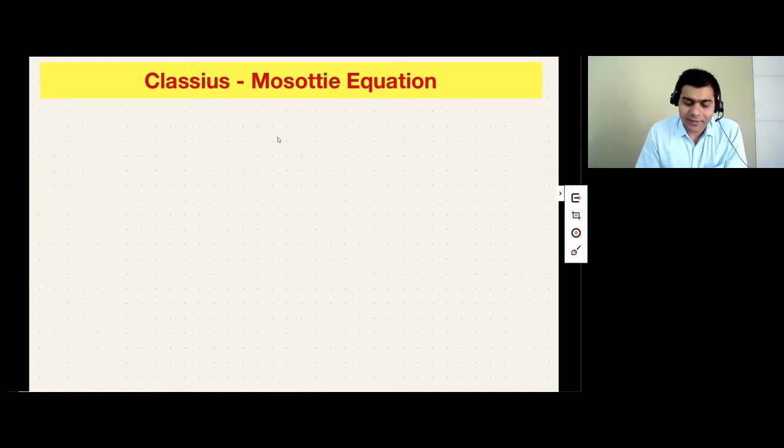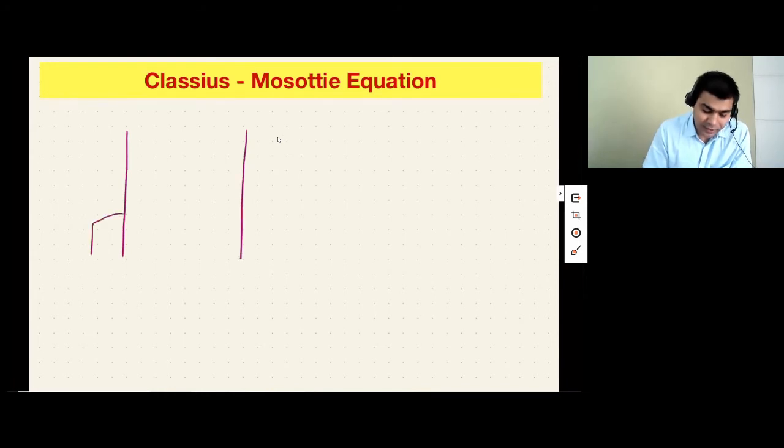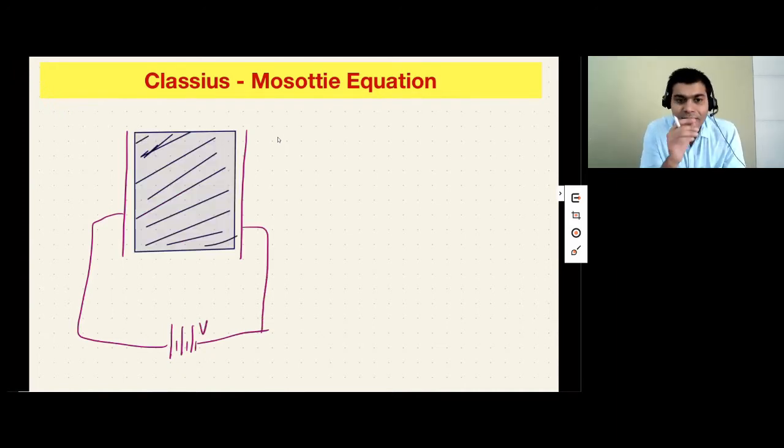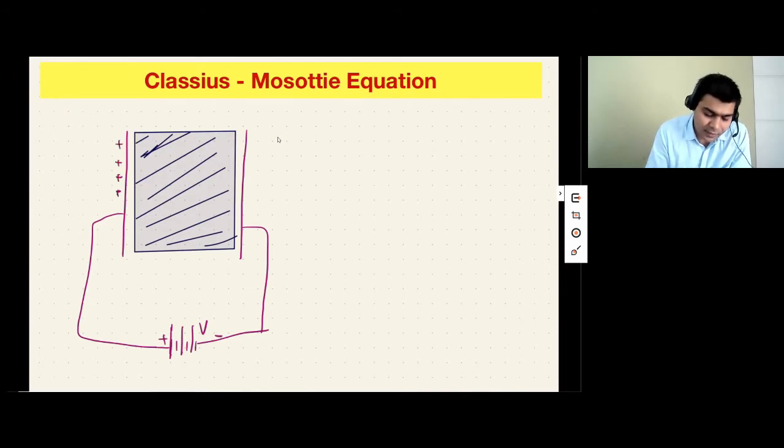Suppose we have a dielectric material placed between the two parallel plates of a capacitor like this. Suppose these two parallel plates are connected to a battery having some potential difference V. Let's suppose this is the dielectric material which is filled between these two parallel plates. Let's suppose this is the positive terminal of the battery, and this is the negative terminal. So this is the positive plate, and this is the negative plate.